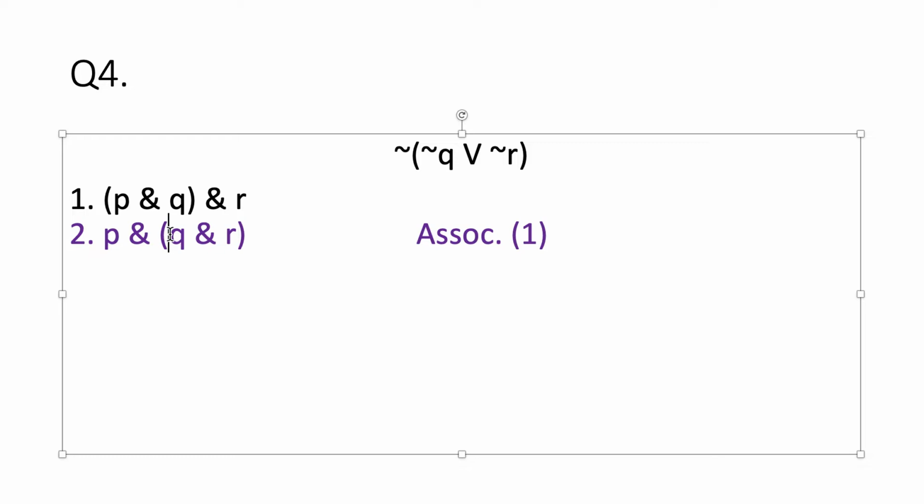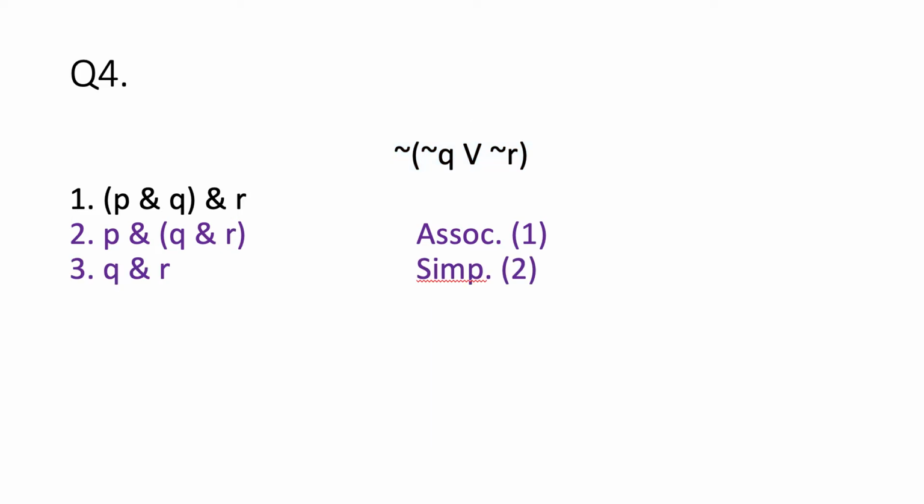The reason I did that was because I wanted to get the Q and R on their own, because I only have a Q and an R in my conclusion. So if I do associativity, I get the Q and R alone in their own pair of brackets. And now once I simplify, I'm going to have Q and R on their own straight up.